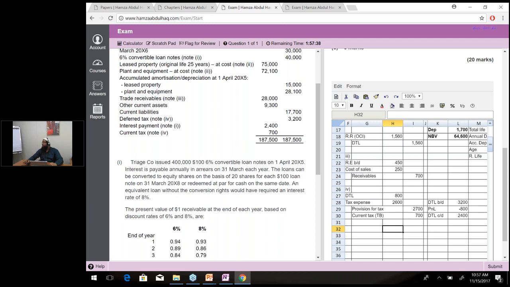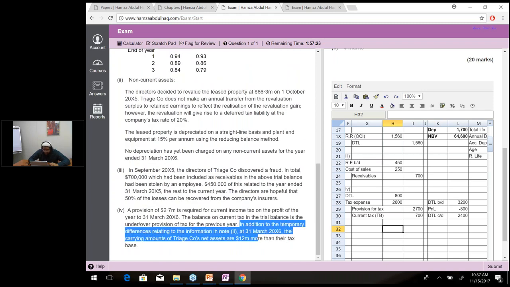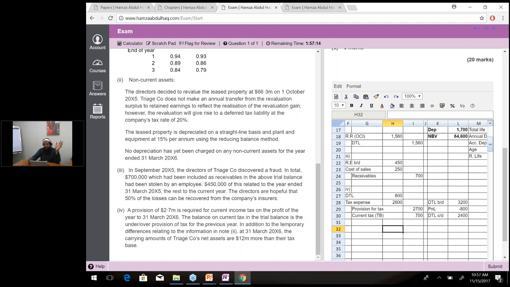He's saying my confusion comes as a result of deferred tax liability gotten from the revaluation reserve. Kuli, the deferred tax liability from the revaluation is something else, because the question has informed us that these are the values which are in addition to the temporary difference relating to the information given in note 2. So when we are taking the liability in the balance sheet, that will be something else. That will not be 2400, because that would include the liability on the revaluation as well.